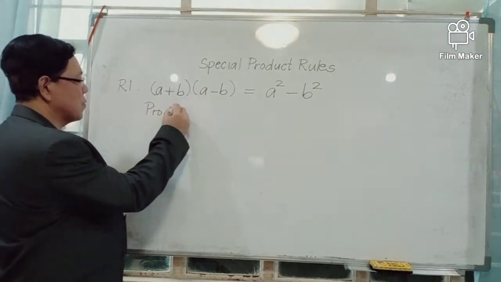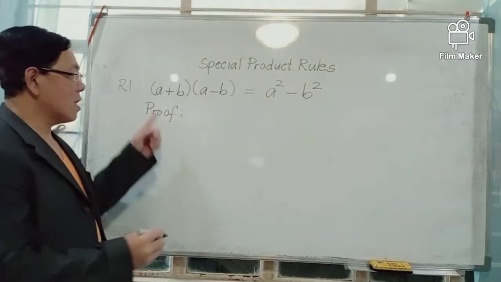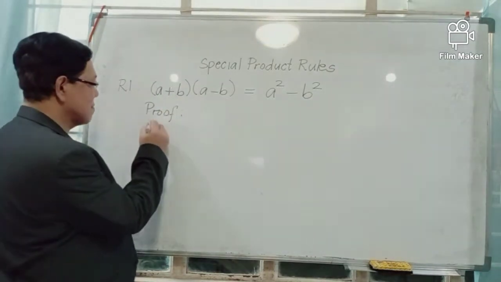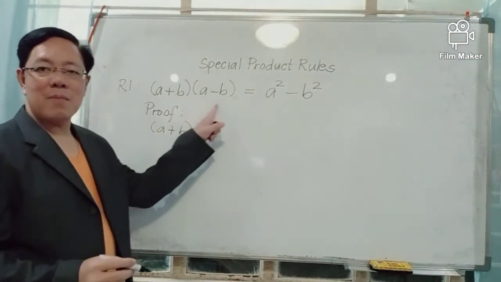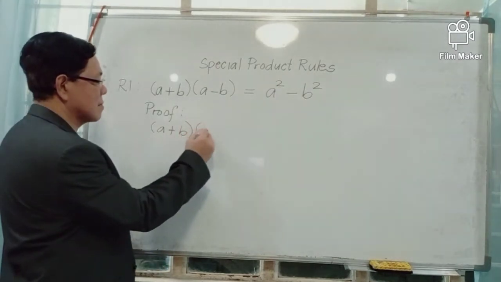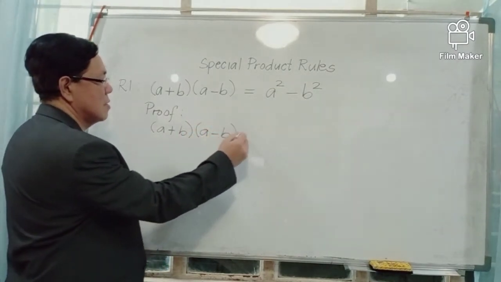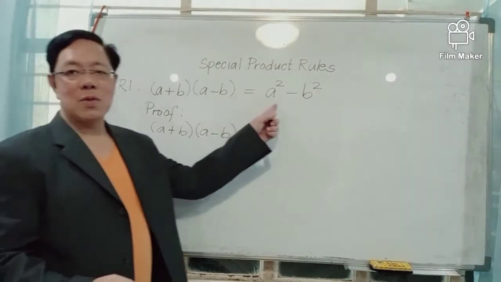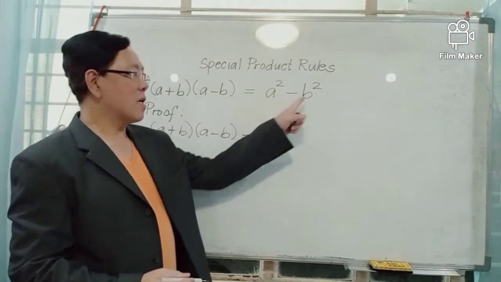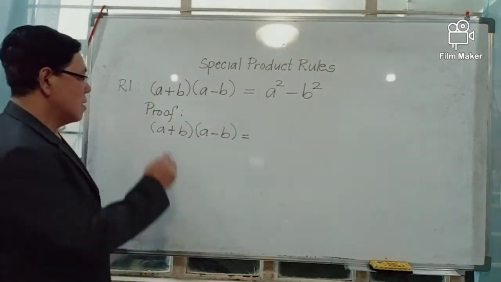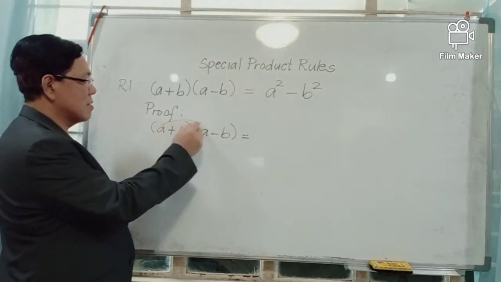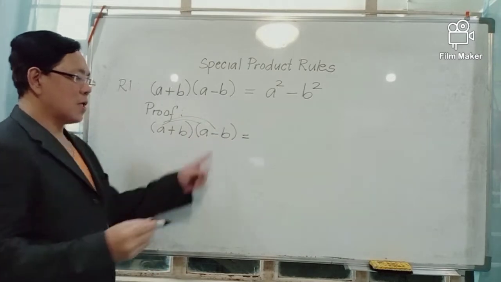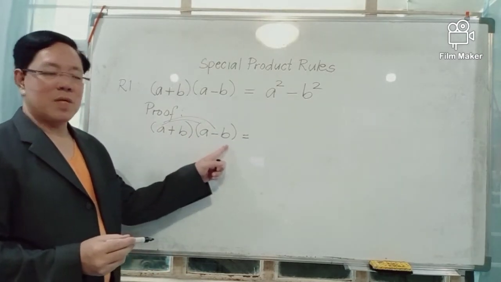We want to prove that the product of A plus B and A minus B is equal to the difference of the square of A and the square of B. We distribute A from the left side to each term of A minus B.